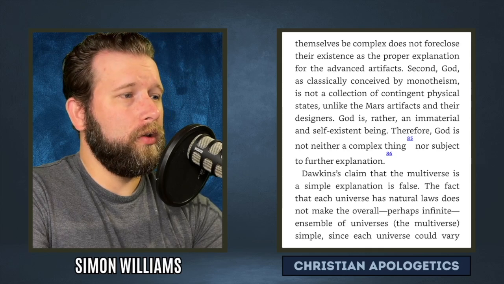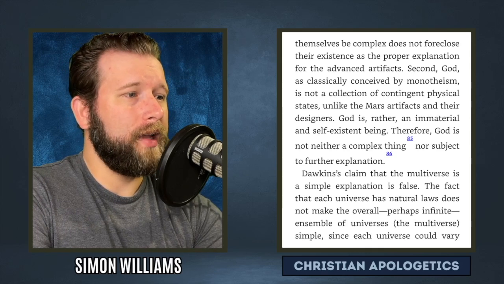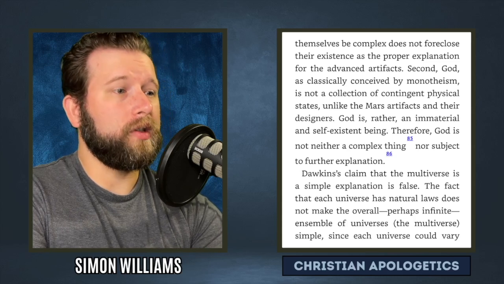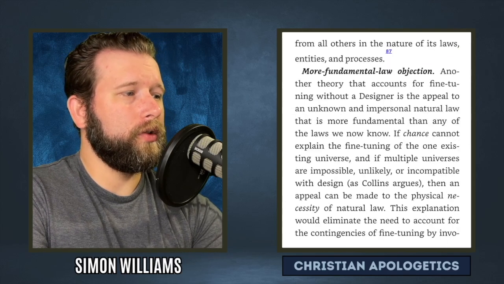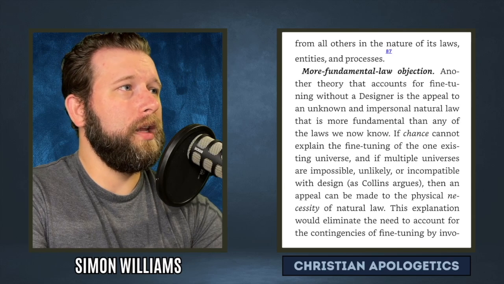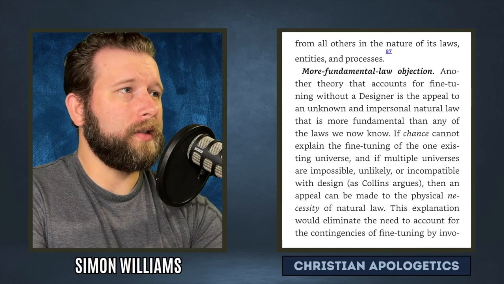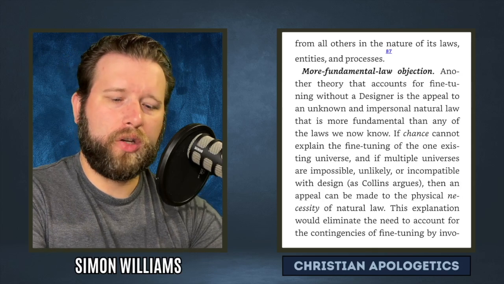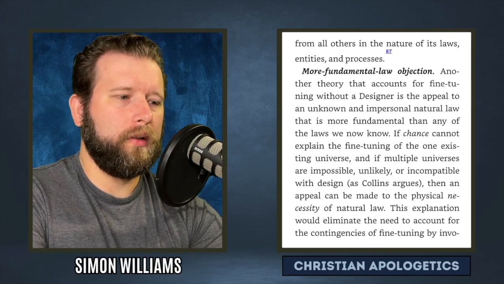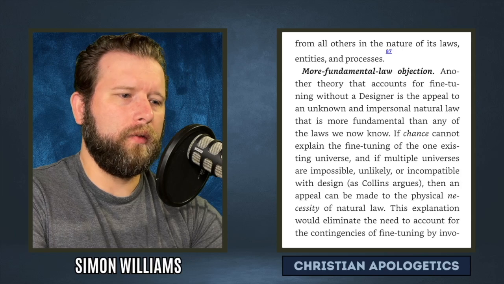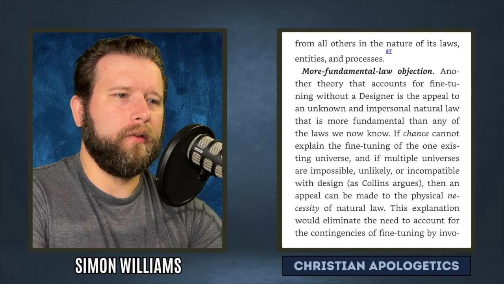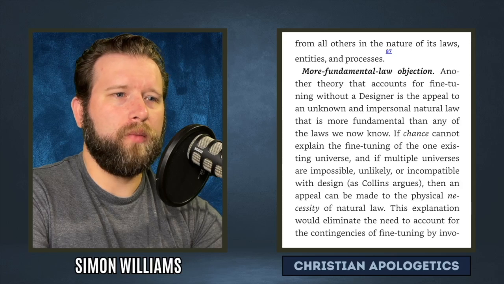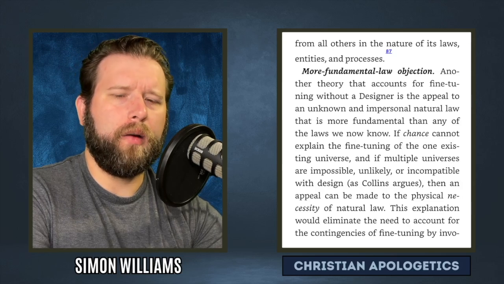The fact that each universe has natural laws does not make the overall, perhaps infinite ensemble of universes, the multiverse, simple, since each universe could vary from all others in the nature of its laws, entities, and processes. It's ridiculously complex. And especially if you consider the world as an infinite sea of chaos, all it is variability. Every single aspect of it is a brute fact, which makes it absurdly complex.